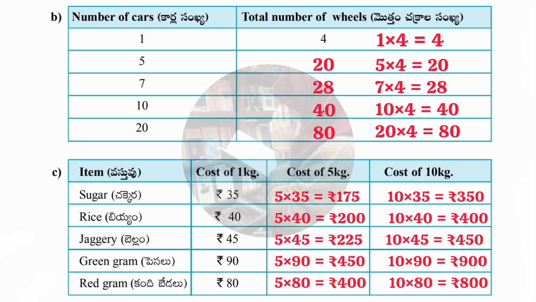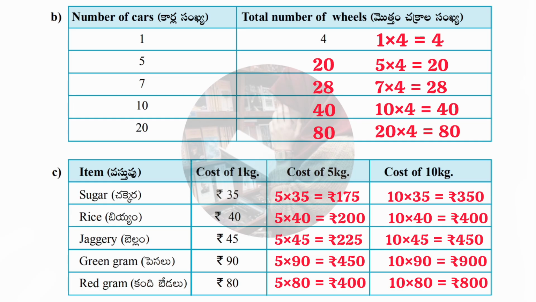Next one, jaggery. Jaggery 1 kg cost is 45. Then we have to find the 5 kg jaggery cost. So 5 multiplied by 45. 5 5s are 25. Write down 5, 2 carry forward. 5 4s are 20. 20 plus 2 is 22. So 225 is your answer for 5 kg jaggery cost. Okay, next, 10 kg jaggery is 10 multiplied by 45. Here I told you, write down 45 ones are 45, 1 0 is there, write down 1 0. So 450 is the answer for 10 kgs jaggery.